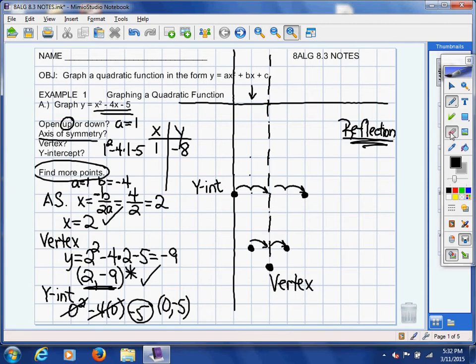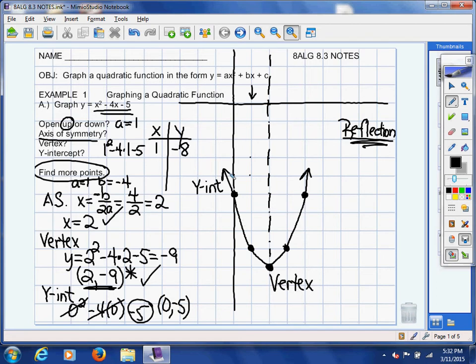So let me get some of my marks out of here. I didn't mean to draw these arrows. I just wanted to show you how to reflect. So if I clean this up just a little bit, you can leave your arrows there. For some reason it bothers me. And I'm going to connect my points now with a smooth curved line, and there's your parabola. Looks great, and that's how you do it. Okay, so those are the basic steps.